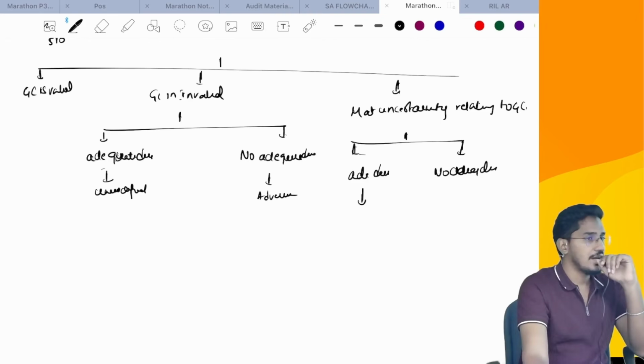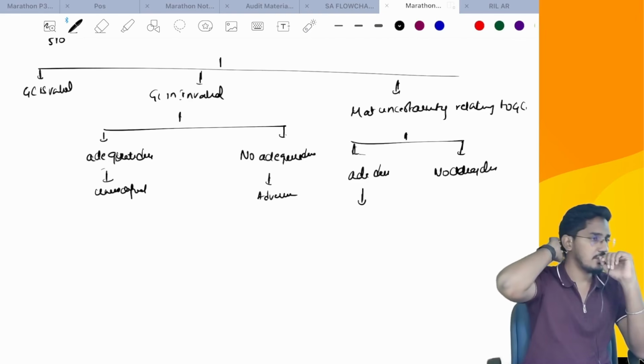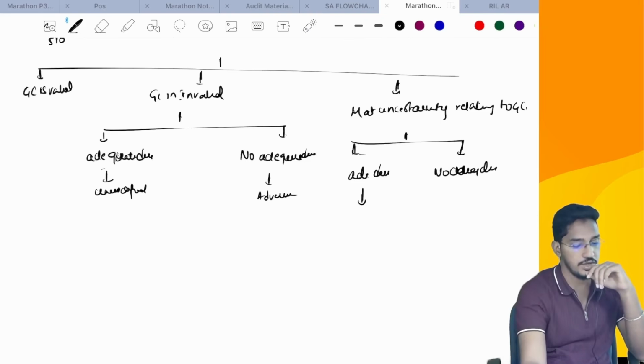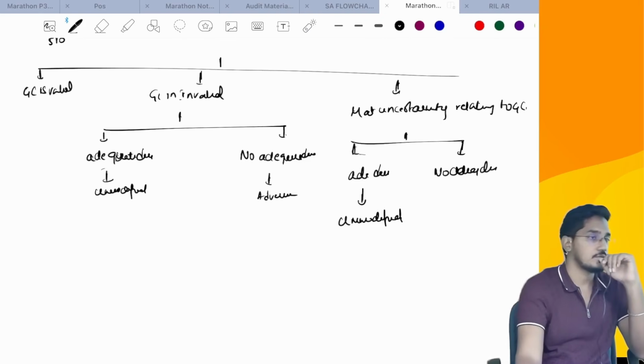what will you do? Had the management made any mistake? Are the financial statements misleading? Are the financial statements giving a true and fair view? Yes, 100% yes. So what opinion will you give? Here also I will give an unmodified opinion.